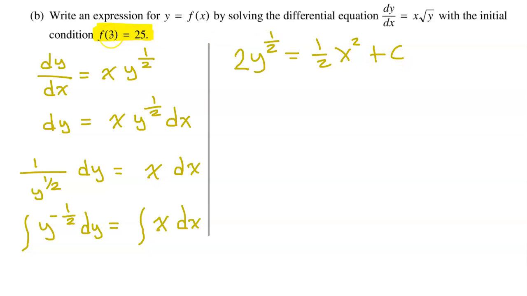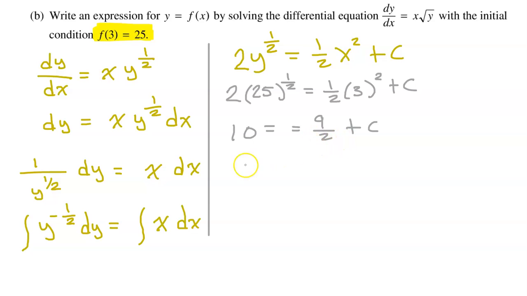This means when x is 3, y is 25. So let's make those substitutions. So now we have this. 25 to the 1/2 power is the same thing as the square root of 25, which is 5. So I have 2 times 5, which is 10. 3 squared is 9. 1/2 of 9 is 9/2.